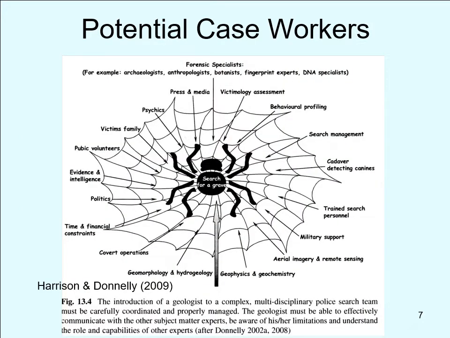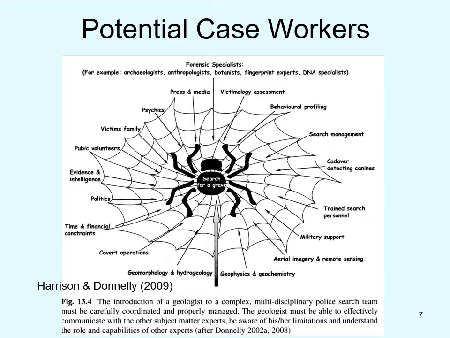I'm not too keen on this graphic, but this is from Harrison and Donnelly, trying to show that there's a plethora of people working on a case from forensic specialists, as you can see there, looking for something. In this example, it's a grave. If you work your way around clockwise, so victim assessment, the victim, behavioural profiling, managing a search, specialist dog teams, trained search personnel, perhaps military support if you've got that option.